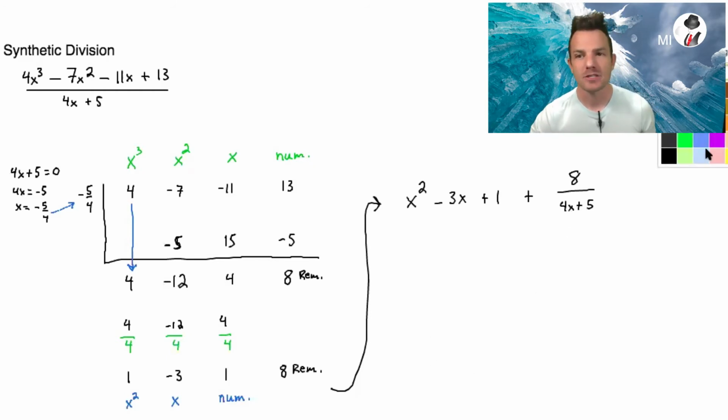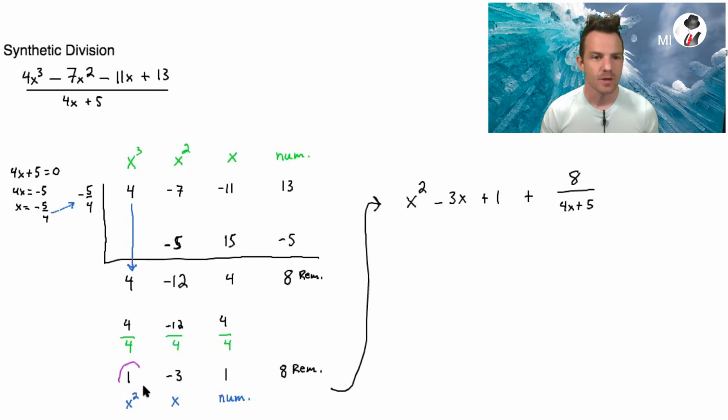And if we go back, just to clarify again in case you missed it, the 1 and the x squared generated 1x squared here. The negative 3 and the x generated the negative 3x. And then the 1 is just this constant number on the end. And the 8, of course, is our remainder, and that appears in the top up here. And it gets divided by the 4x plus 5.